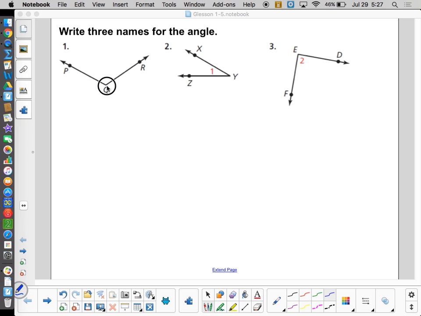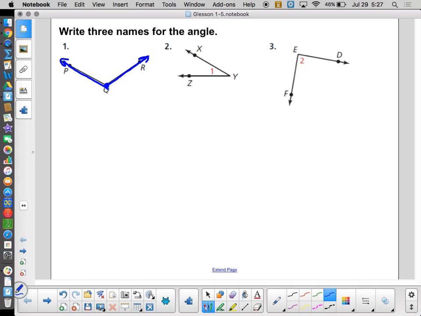So here, I've got my angle, and I've got two rays that have the same endpoint, Q. And that's what makes up an angle, two rays. So, things we've already talked about. Naming angles is very important. The order in which we name angles is important. We can't just put the letters in any particular order.